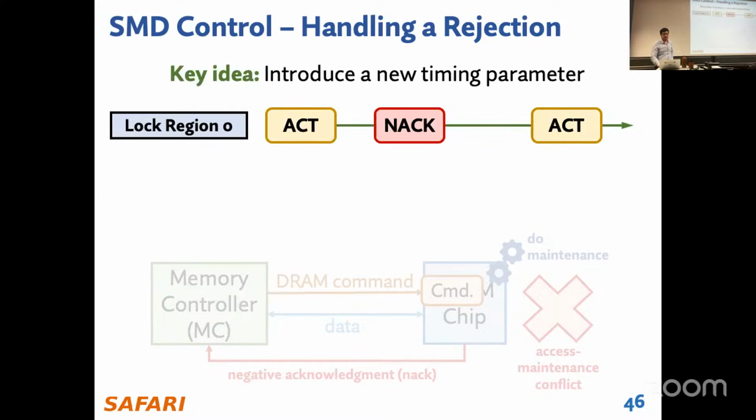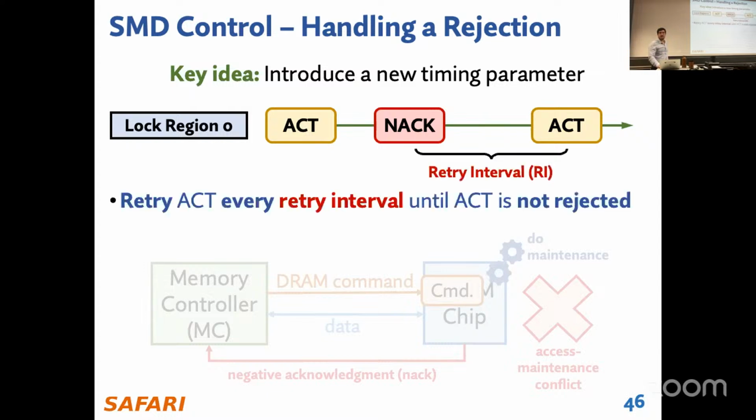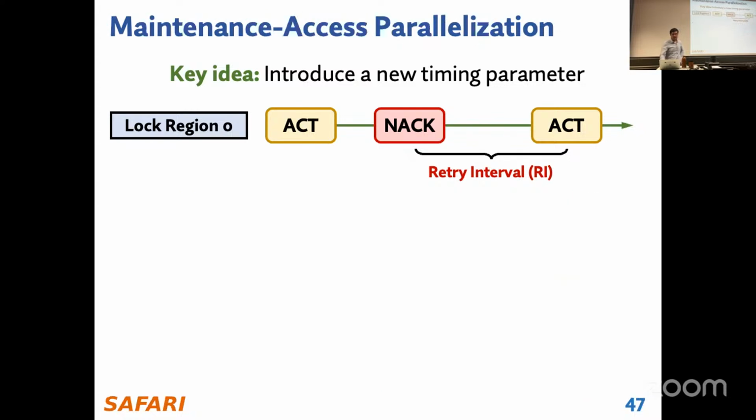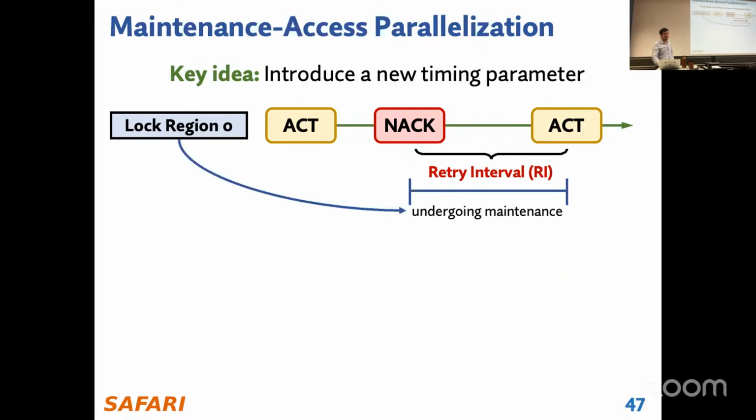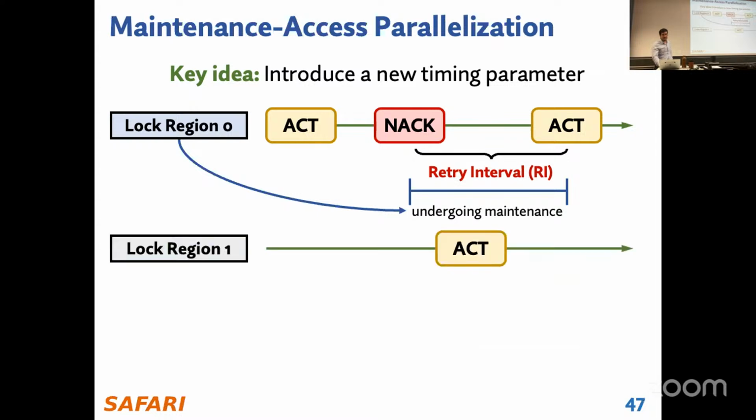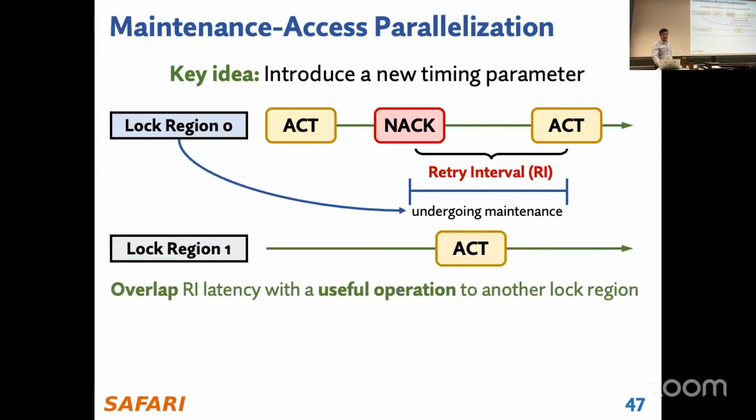The memory controller is already used to working with timing parameters, so we simply introduce a new timing parameter. This is called the retry interval, RI, after which the memory controller retries the rejected activate command. We determine this empirically. It's 62.5 nanoseconds in most of our experiments. While the memory controller waits for the retry interval to pass, it can issue an activate command to another lock region and overlap the latency of maintenance in one lock region and access in another one.